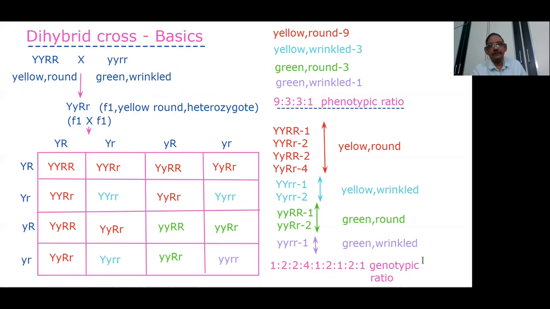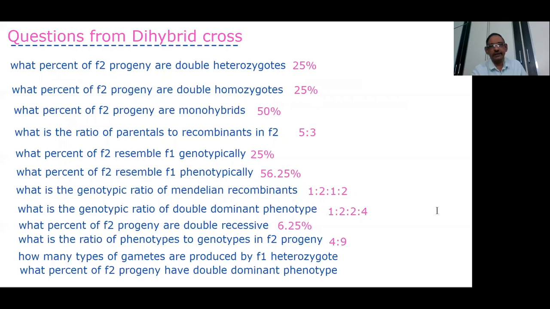Now, if there is independent assortment in the absence of linkage, a double heterozygote will produce four types of gametes in equal proportion. Double heterozygote is capital Y, small y, capital R, small r. This is the double heterozygote. This will produce four types of gametes.